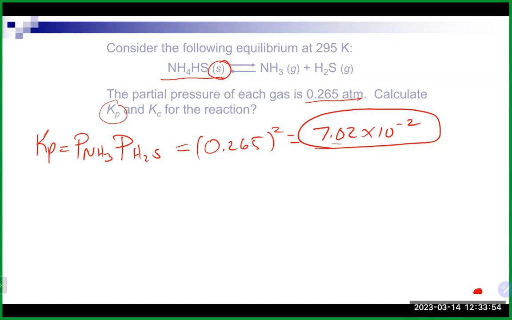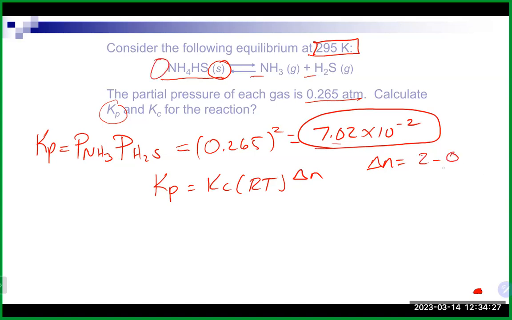Other questions? Now we will use the temperature here, as we now need to convert our Kp into our Kc value, and we would use the equation that we saw earlier. In this particular case, the temperature is already in Kelvin, so we're good to go on that. We do need to calculate our delta N, and again, we want to do products minus reactants. So that is 2 gas molecules minus no gas molecules, right? So 2 minus 0 is 2. So our delta N in this case will equal 2.